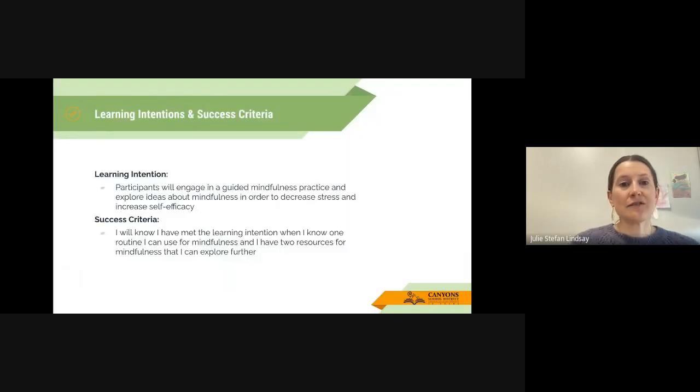Our learning intention for today is that participants will engage in a guided mindfulness practice and explore ideas about mindfulness in order to decrease stress and increase self-efficacy. The success criteria: I will know I have met the learning intention when I know one routine I can use for mindfulness and I have two resources for mindfulness that I can explore further.